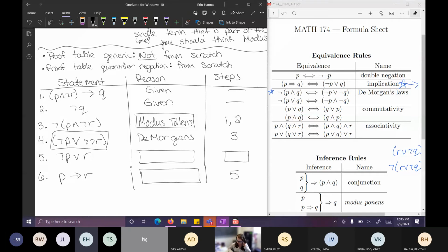Now the next line, we're not exactly sure what step it came from, but we can probably figure it out. We're resulting in not P or R. Notice that that's most like just the line above it, where we just no longer have that double negation. So this would be a double negation. I'm going to run out of space on line 4. The only thing that changed is that the double negation is essentially not there anymore.